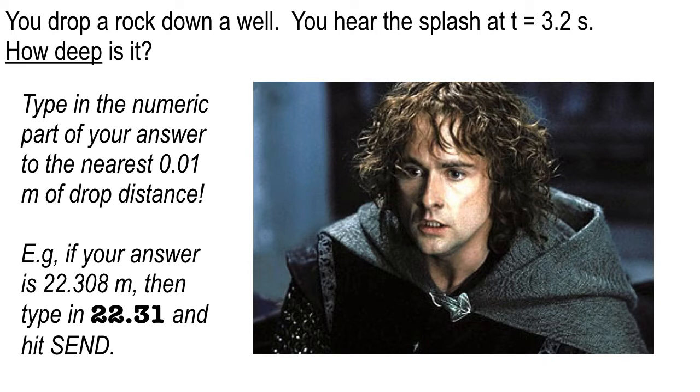G is not zero, it's 9.8. 9.8 meters per second squared. That's the acceleration due to gravity. We got it from Galileo. He's the one that first measured it.